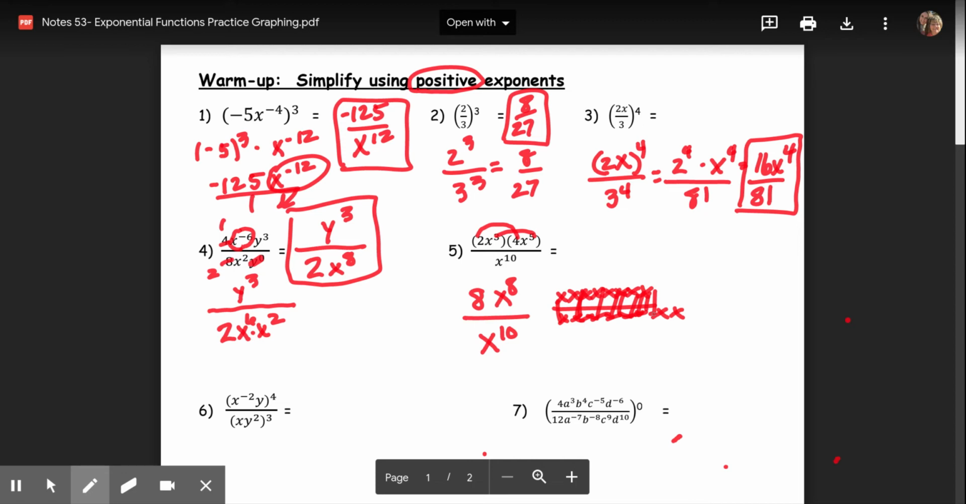A shortcut would be subtract these 2, 10 minus 8. The remaining amount will be in the denominator. So your final answer would be 8 divided by x squared.